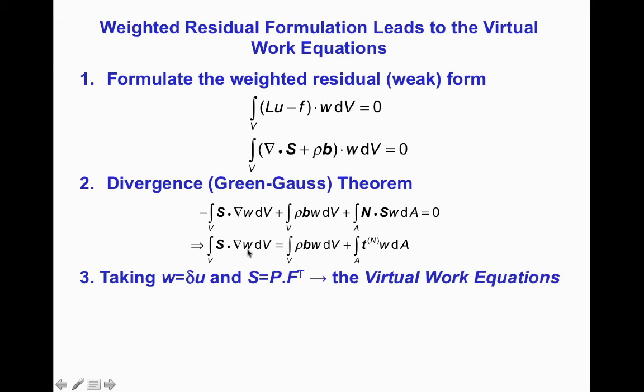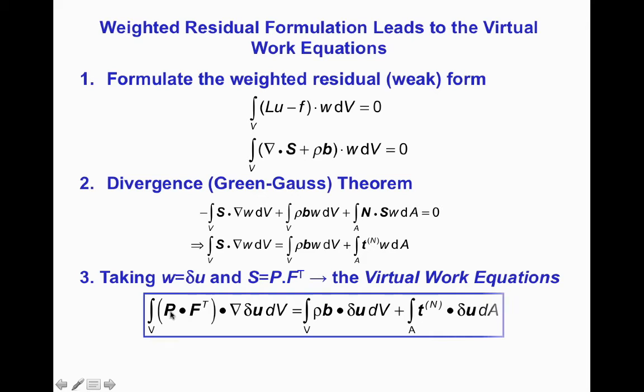Now, if we replace W with virtual displacements delta U, and we substitute for S in terms of the Piola-Kirchhoff stress as P F transpose, the equations that we get are called the virtual work equations, and they look like this. So this says that the work done by the stresses in performing a virtual displacement delta U is balanced by the work done by the body forces in performing those displacements delta U plus the work done by the surface tractions.